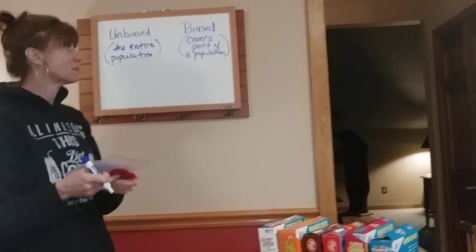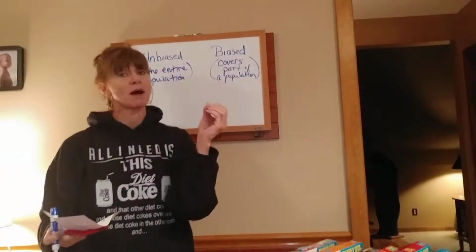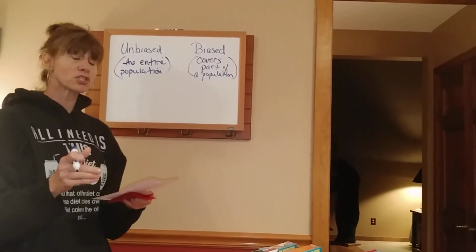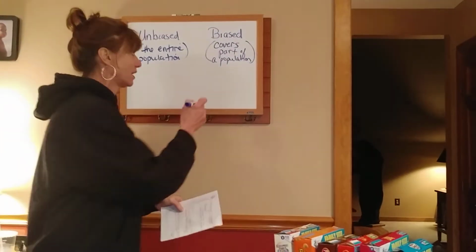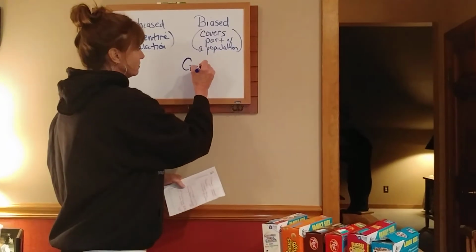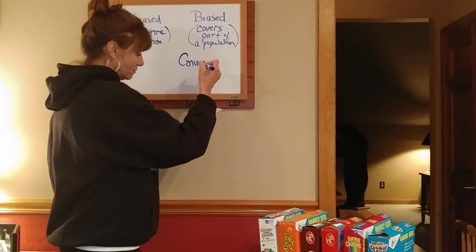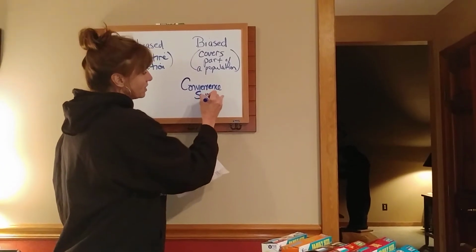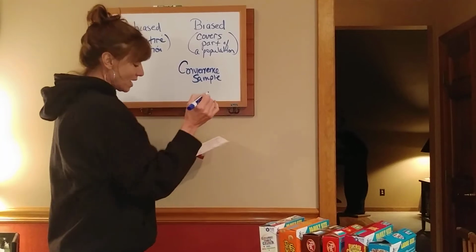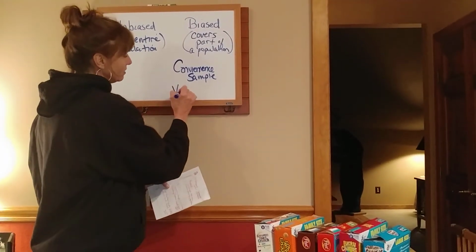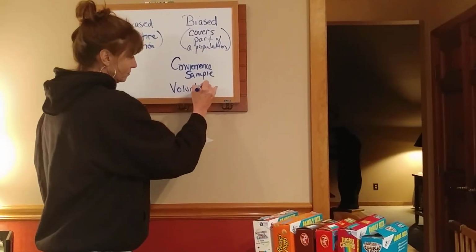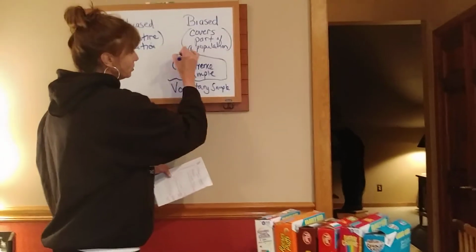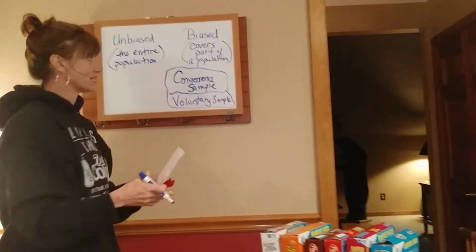So, first of all, if something is biased, it's only covering part of the population. So, for example, there's a survey called a convenience survey. I'm going to call it convenience sample. And then there's one called a voluntary sample. Okay, so here are the two different kinds of biased samples.